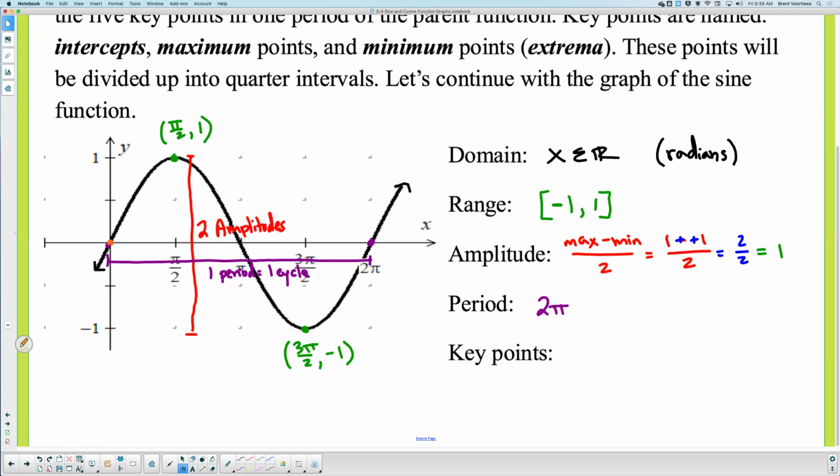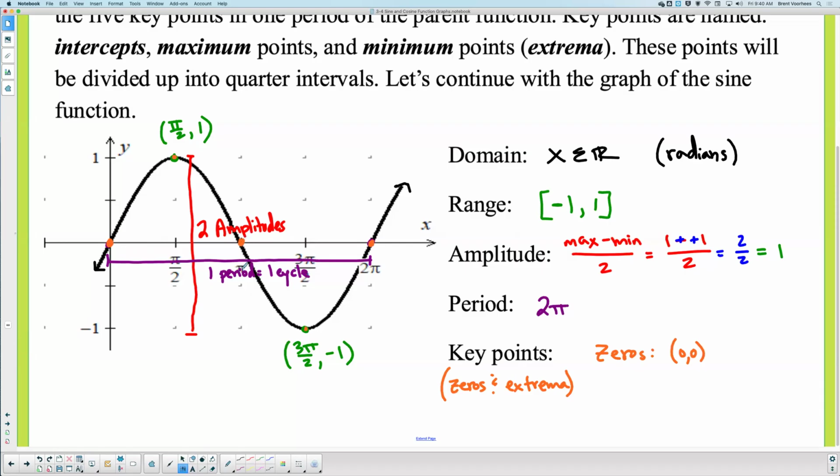The key points are zeros and extrema. So let's label those out in order, starting with this first one. What are the coordinates of this 0? These are zeros and extrema. If you're wondering what key points are, zeros and extrema are considered key points. So the first one here is 0, 0. We have zeros at 0, 0.